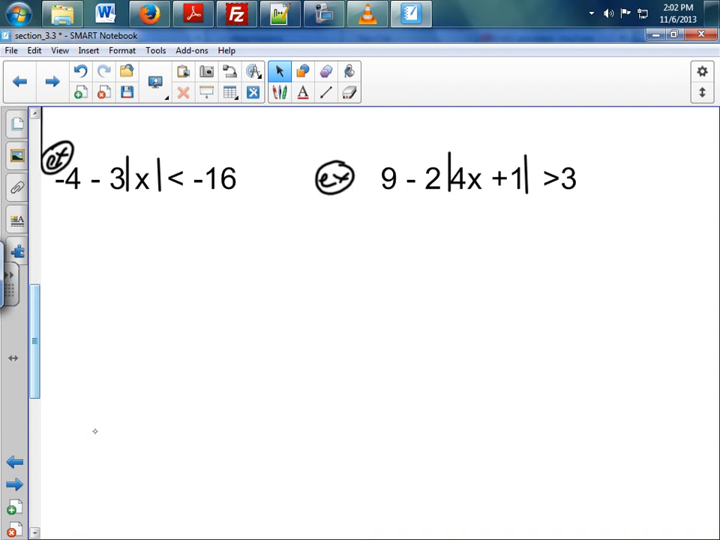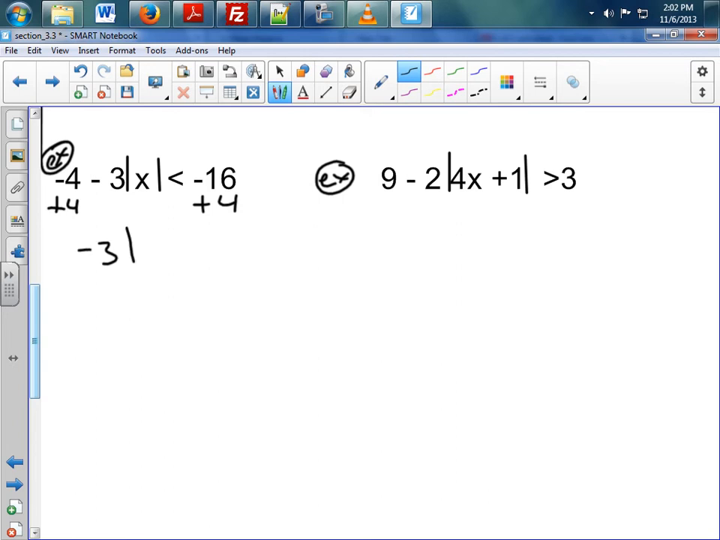I'm going to start doing the one on the left. I'll go really slowly, so if you've been stuck on something, you can see it and then move on. I'm going to add a 4. Negative 3x less than negative 12. Now I have to divide by a negative, which means I have to flip the sign.